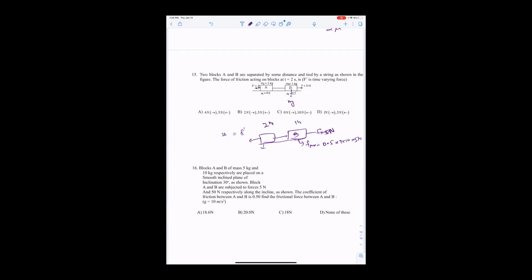And what about this F max? F max is equal to 2 into 10 into 0.6. 2 mg, mass is 2, no? So friction is 0.6. So 12 newton. Now, at t equal to 2 seconds, what is the F dash value? So F dash at 2 seconds is equal to 4 Newton.